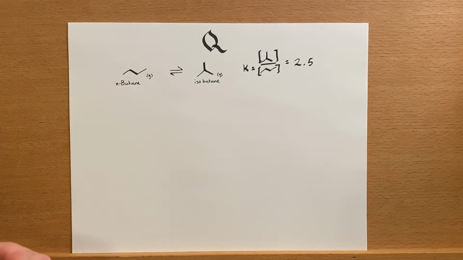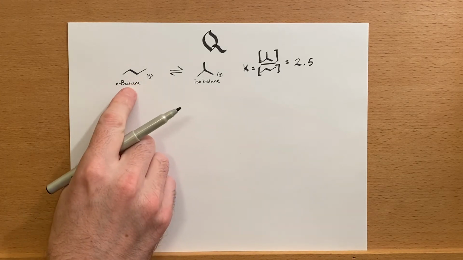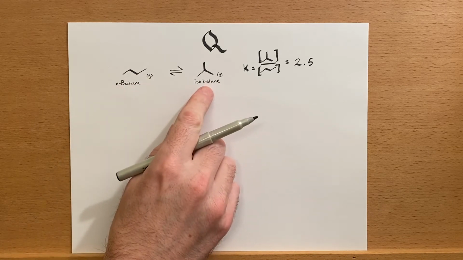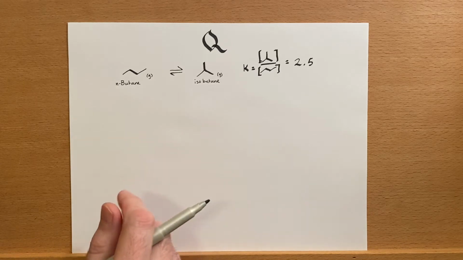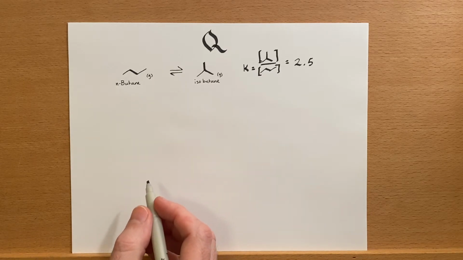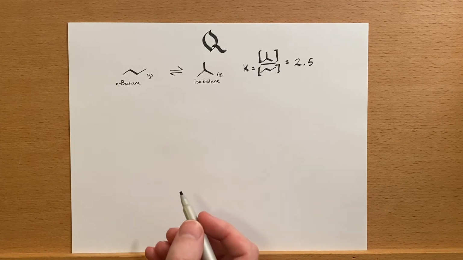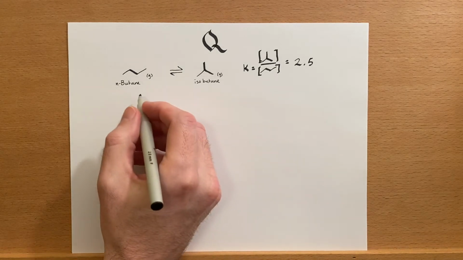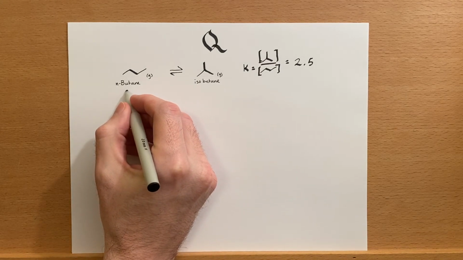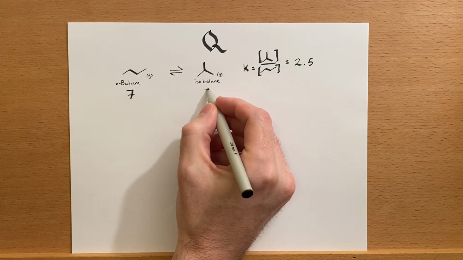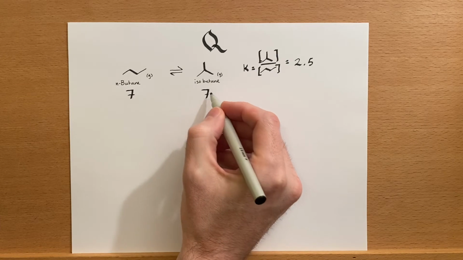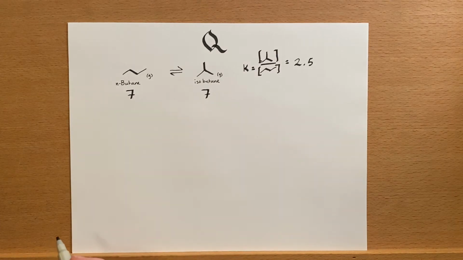Well, let's say that we have a container that has some butane in it and some isobutane in it. And we would like to know if this is an equilibrium mixture of the two compounds. And let's say that we have an equal amount of both. Say we have 7 atoms of butane and 7 atoms of isobutane. Well, are we at equilibrium or are we not?